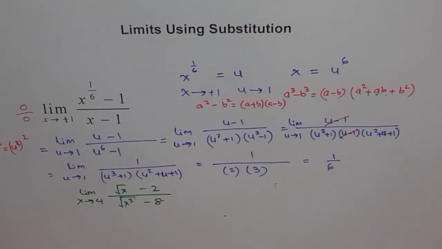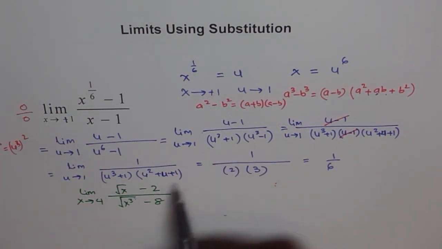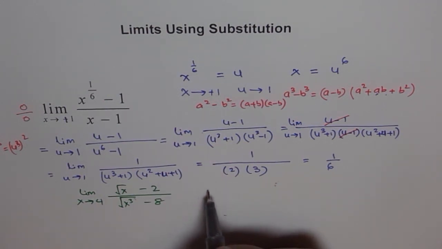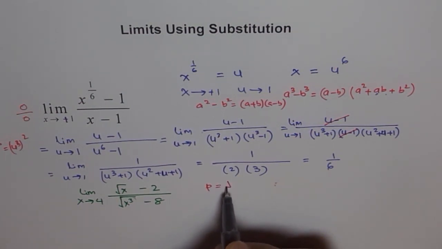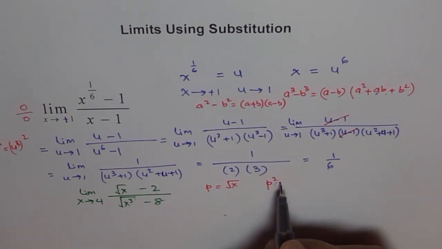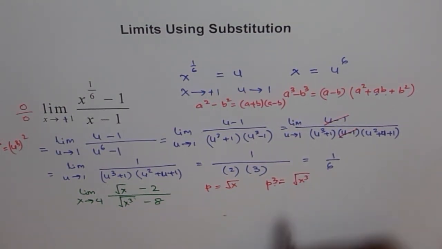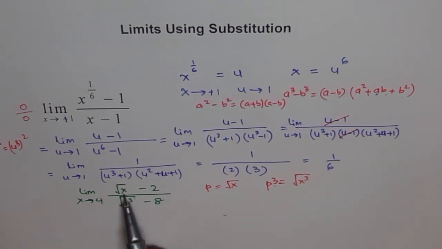What I'm trying to say here is I'm not solving the problem for you, but I'm trying to give you a hint. Let's say any variable, we can use variable, let us say p, for example. Let's say p equals square root of x, right? So in that case, p square, p cube will be equal to this function, x cube. Do you see that? That's the replacement for these numbers, correct?